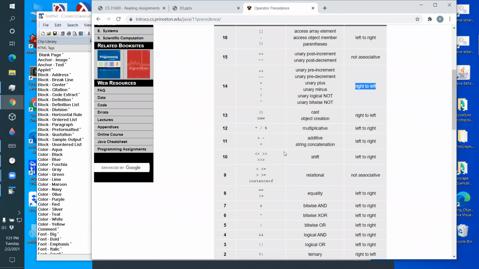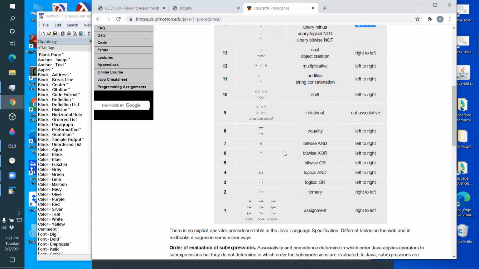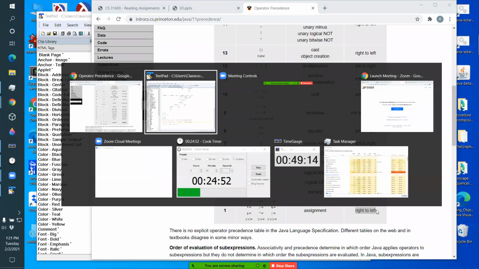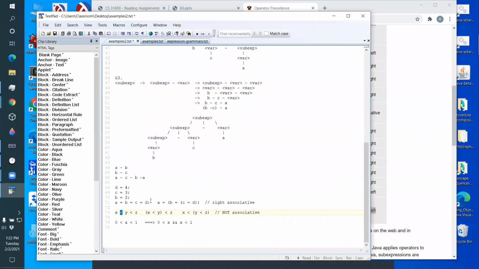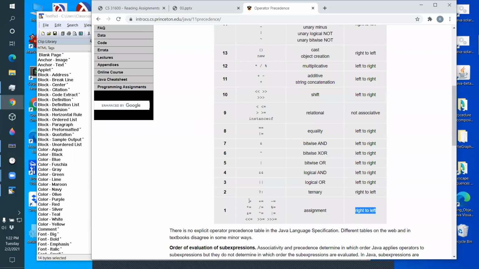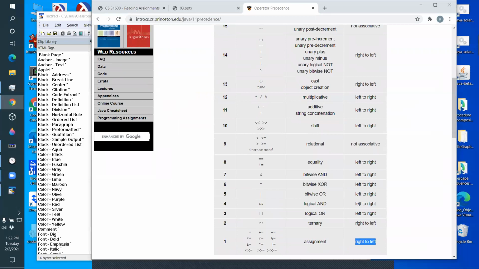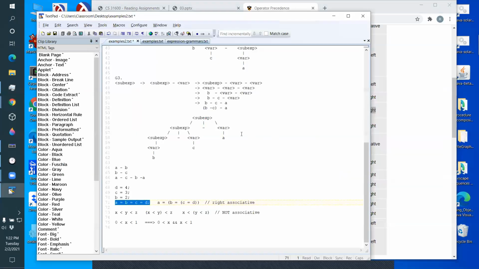Now the equality operator, where is it? Okay, here's the equality operator. See, it's right to left. We said you read the assignment operator from right to left, which is the same way of saying right associative. You're grouping things on the right. So right there, they tell you that the assignment operator is right to left. On the other hand, all the arithmetic operators are left to right. They group on the left.